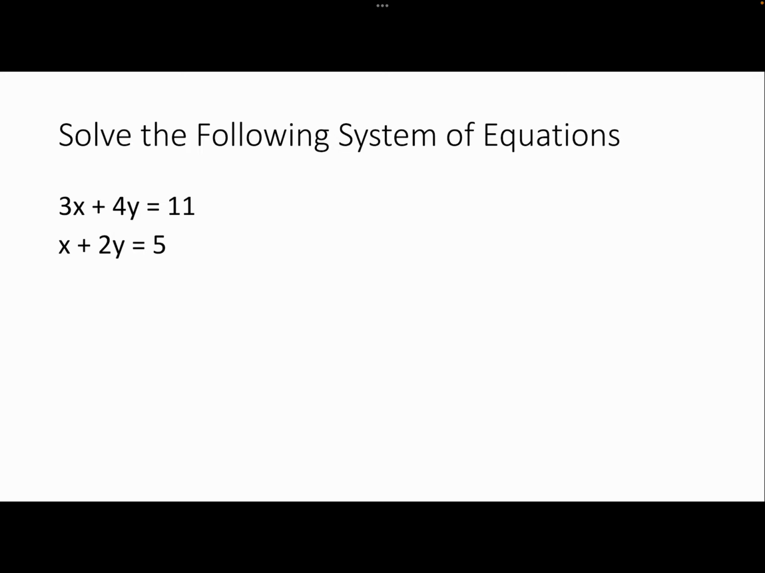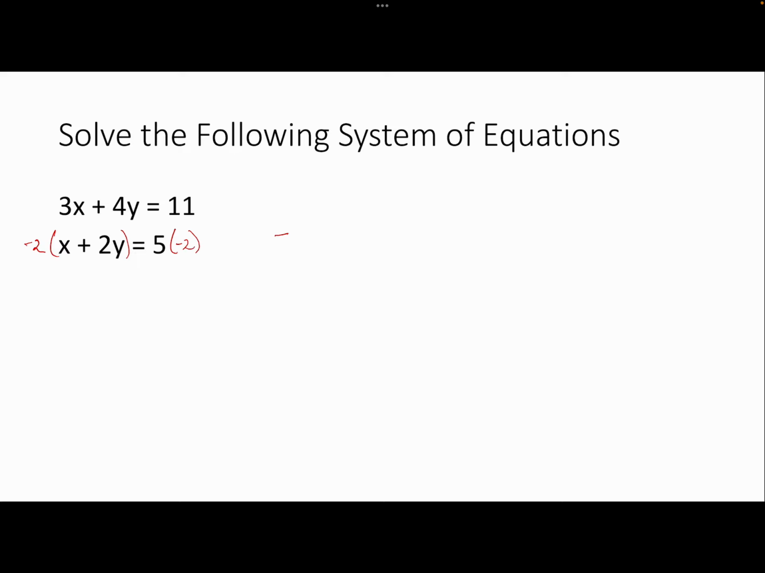If we're going to eliminate a variable, we can choose to eliminate x or we can choose to eliminate y. If we choose to eliminate x, we will multiply the whole equation, both sides, by a -3. If we choose to eliminate y, we multiply both sides of the second equation by a -2. So let's say that we opt to eliminate y. Eliminating y means -2 times each term.